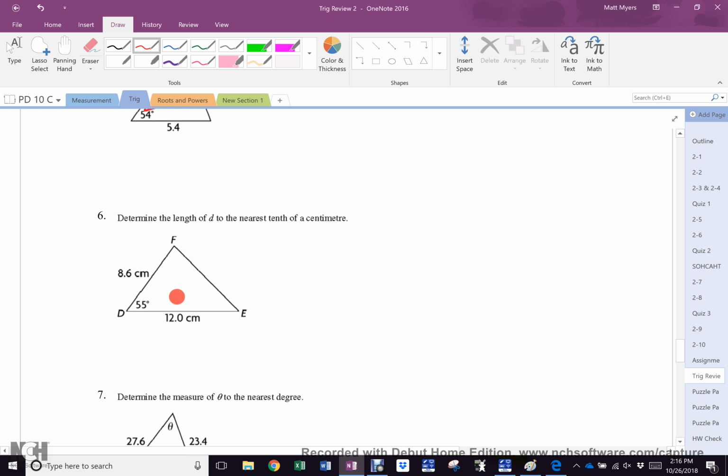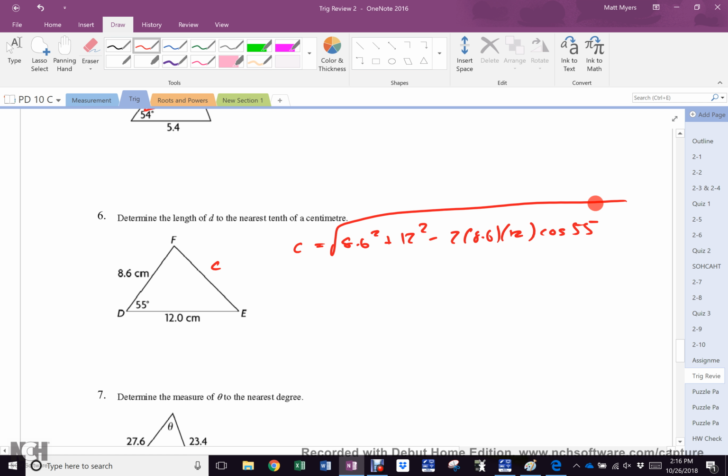Cosine law. This is C, because it's what I'm seeking. C squared equals 8.6 squared plus 12 squared minus 2 times 8.6 times 12 times cos 55. If you're really smart, you write it this way to get the square root in. If you have that written, you can have 1 point. The answer will take me some time to punch in. 10? Great.